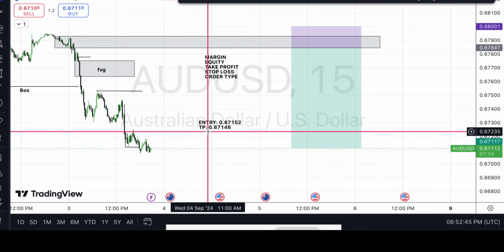So let's look at why take profit is very important. Take profit is important for several reasons. Number one, profit lock in.